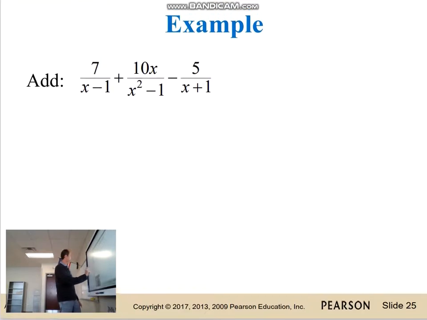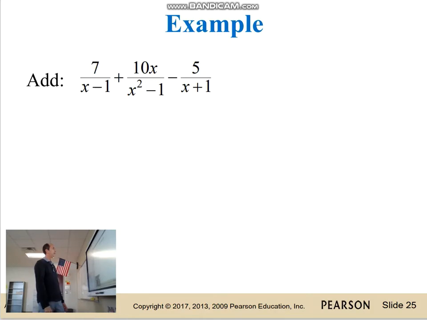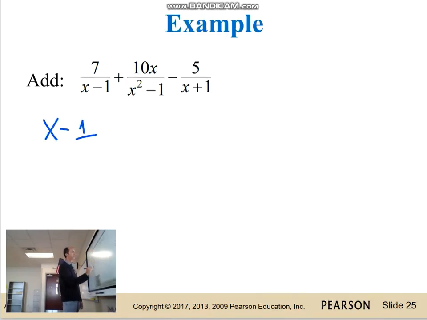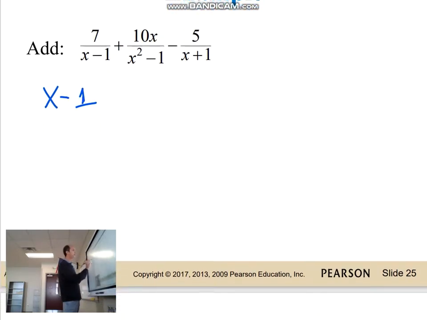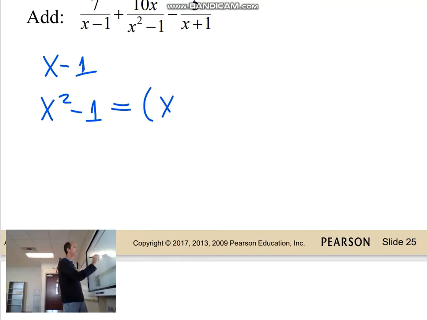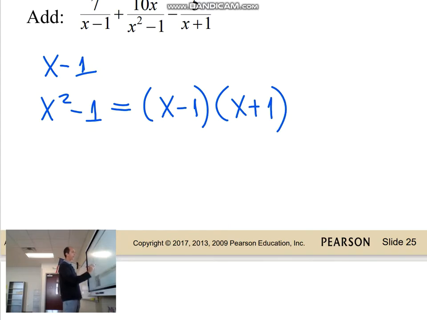Now, the last example that we have: 7 over x minus 1 plus 10x over x squared minus 1 minus 5 over x plus 1. We need to find the least common denominator, and let's write down all the denominators that we have. x minus 1, and factor it out. We cannot factor it out, x minus 1, that's it. x squared minus 1. This is a special case, difference of perfect squares. We can write it as x minus 1 times x plus 1. And the other one, x plus 1, that's it, we cannot factor it out.